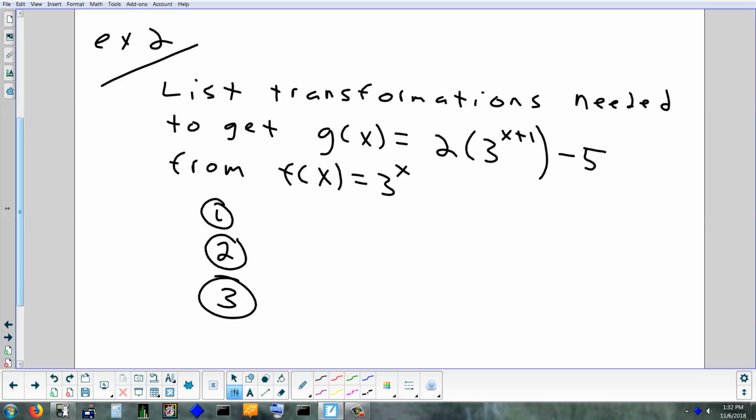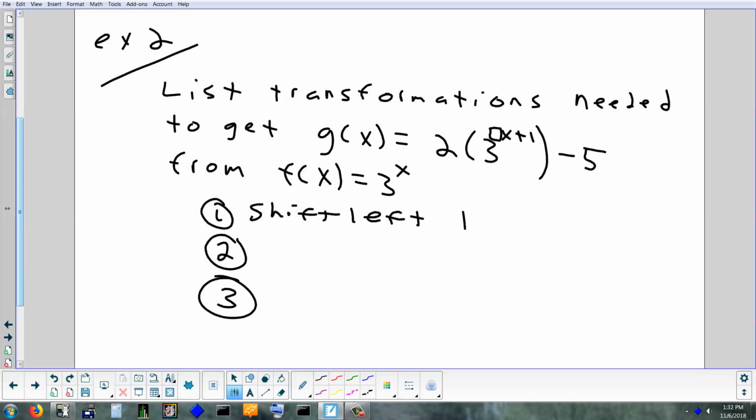Yeah. Move it to the left. It's going to move opposite of the way we would think because it's inside. So yes, it's going to move left 1. So shift left 1. If there was a number in front of x right here, I would now be talking about a horizontal stretch. There is no number in front of x, so there is no horizontal stretch. And remember, the opposite of what you think.